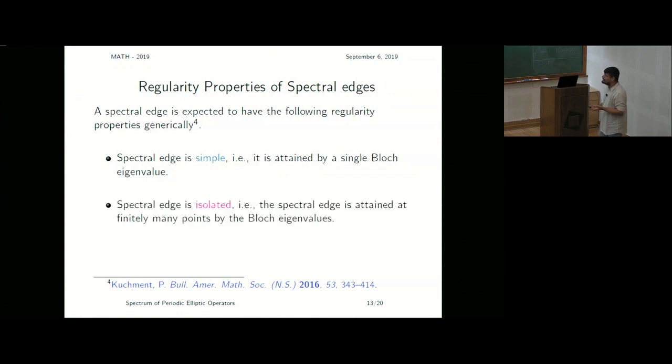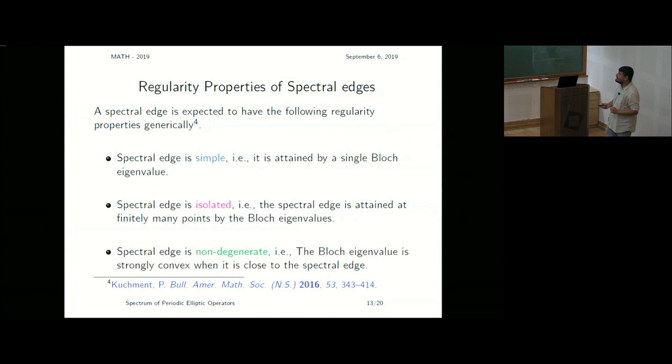Then the second property is that the spectral edge should be isolated, which means that it should be attained only finitely many times in the dual parameter, not infinitely many times. This property, in fact, fails if you were to consider periodic operators on infinite graphs. But anyway, this is also an open question, whether this happens or not. And then there is another property, which is the degeneracy or non-degeneracy of the spectral edge, which means that the Bloch eigenvalues near the spectral edge should be strongly convex.